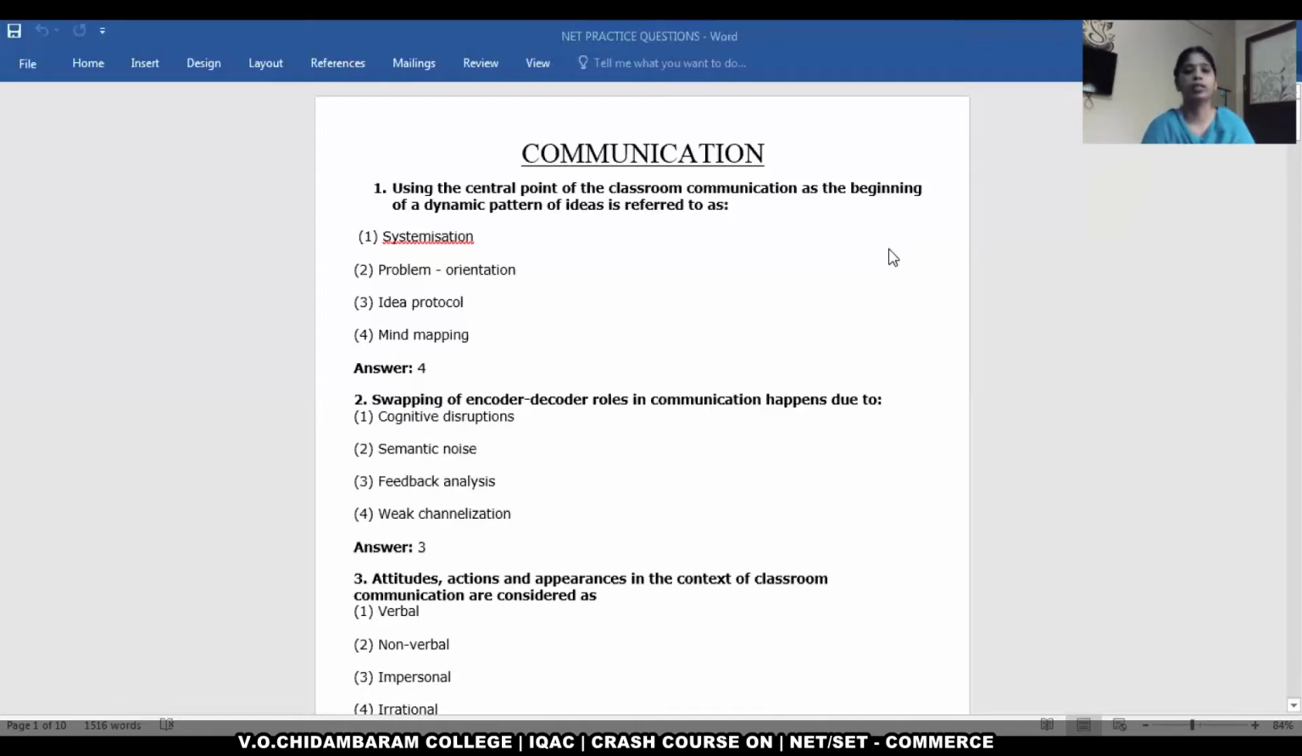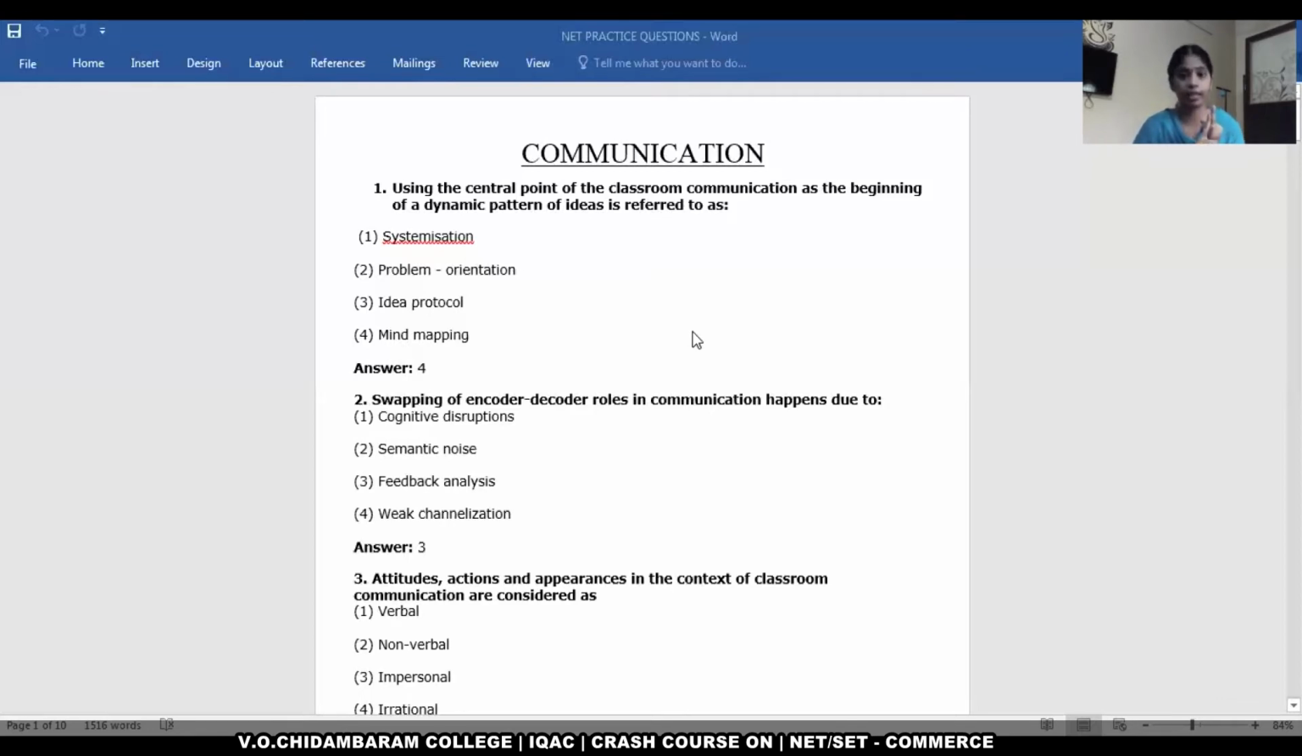Now the second question. Swapping of encoder-decoder roles in communication happens due to. What is meant by swapping? Reversing. The encoder is the one who gives the message, and the decoder is the one who receives the message. So swapping means these roles get exchanged. When does it happen? Due to cognitive disruptions, in the sense of mental disturbances, the way we infer the message. Is that the answer? Semantic noise.